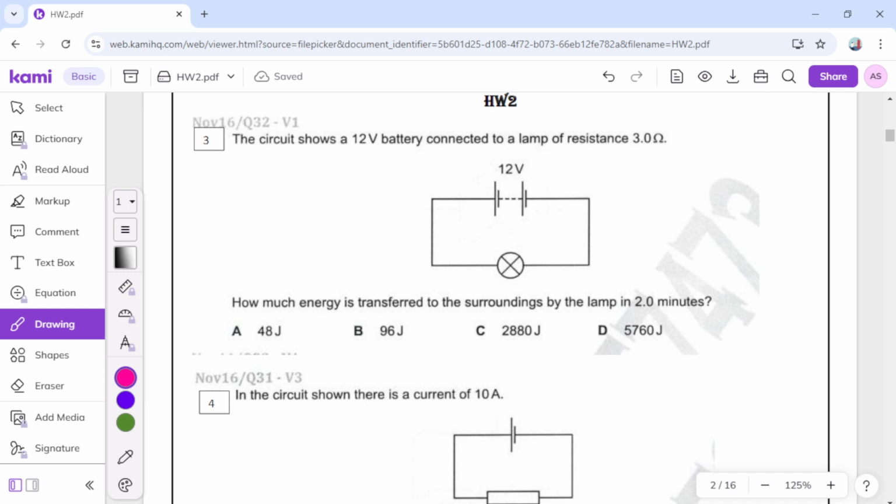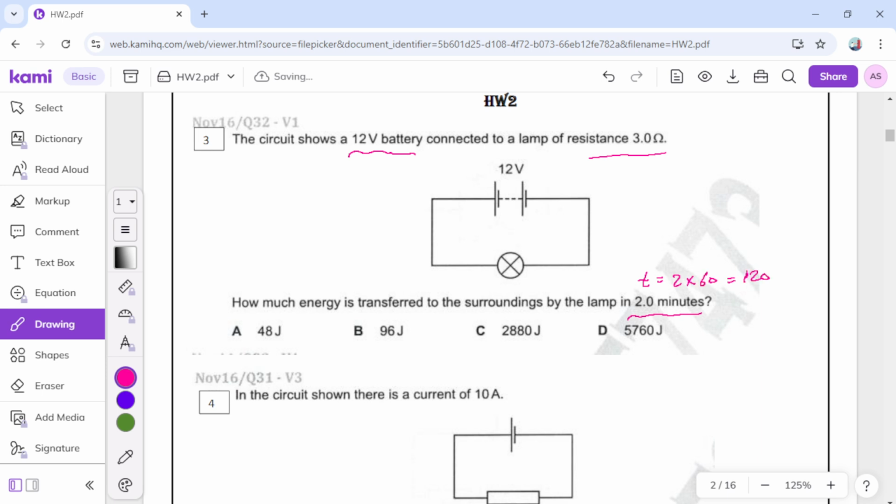The circuit shows a 12 volt battery connected to lamp with a resistance 3 ohms. How much energy is transferred to the surrounding by the lamp in 2 minutes? So first you have to convert time from 2 minutes to second. 2 multiply 60 equals 120.